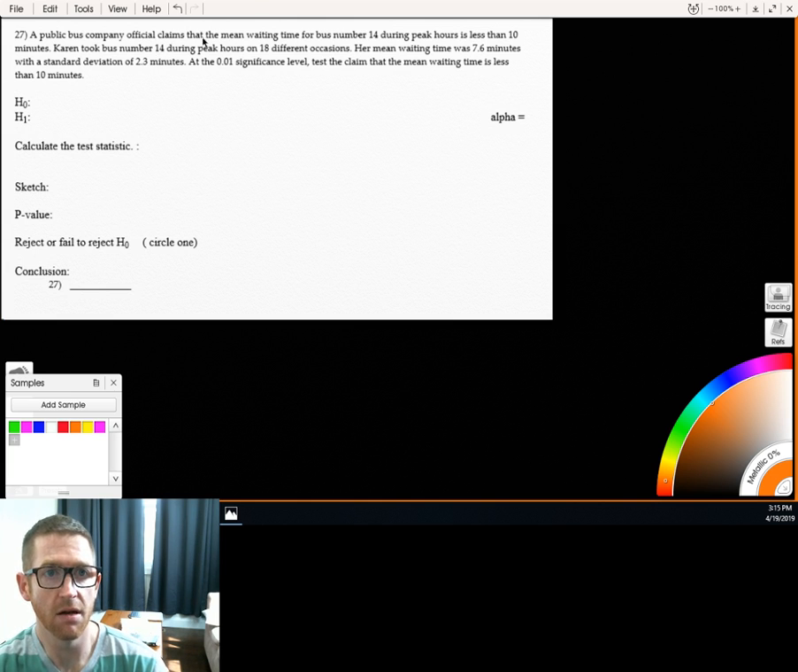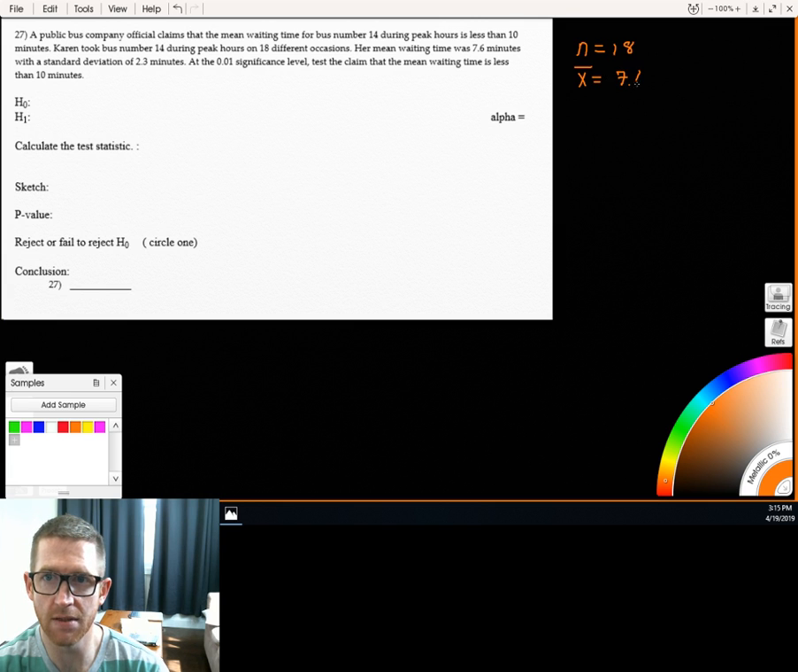A public bus company official claimed that the mean waiting time for bus number 14 during peak hours is less than 10 minutes. So we're comparing against 10 minutes. Karen took bus number 14 during peak hours on 18 different occasions, so the sample size is 18. Her mean waiting time, so her sample average, was 7.6 minutes.